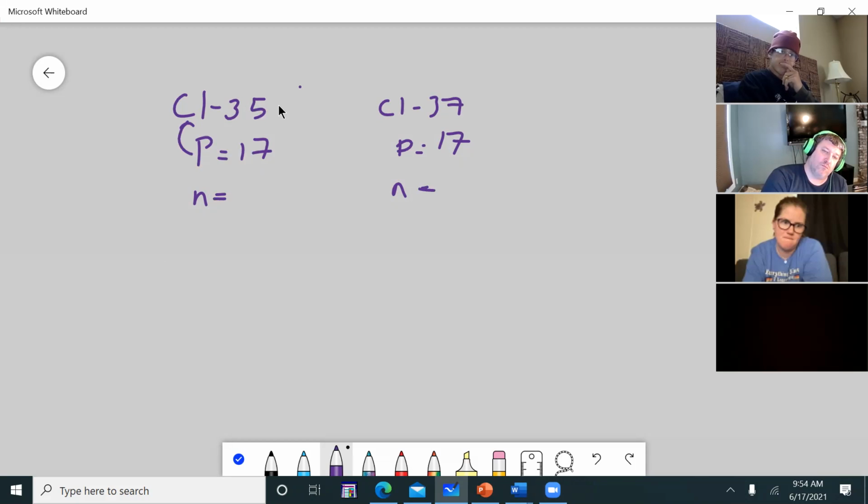Now, atomic mass, so this mass right here, will always equal your protons plus your neutrons. So if we know the mass is 35, we know the protons are 17, what are the neutrons?